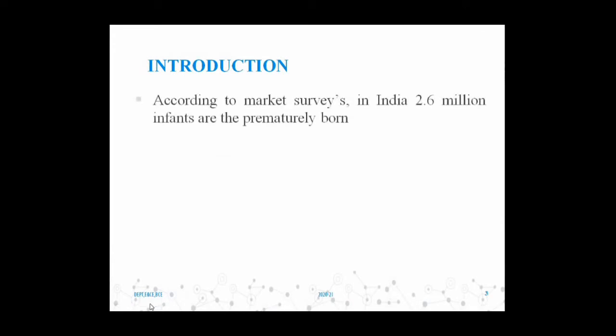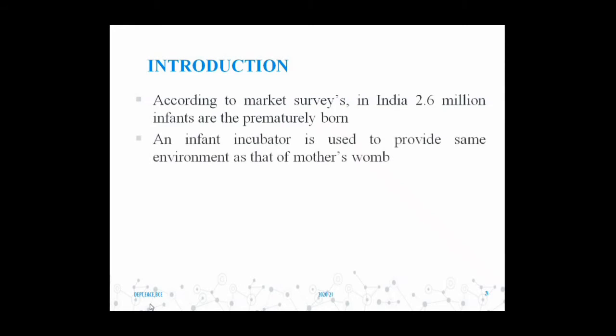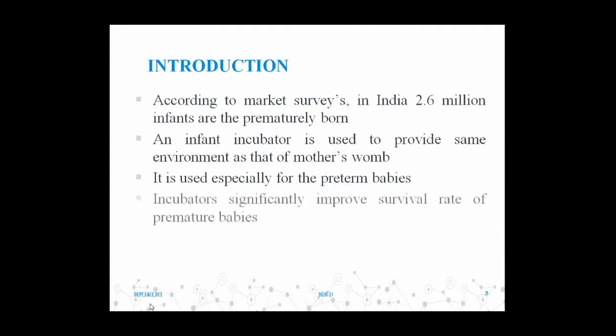Introduction. According to market surveys, in India, 2.6 million infants are prematurely born. An infant incubator is used to provide the same environment as that of the mother's womb. So, an infant incubator is an apparatus used for maintaining an environment of controlled temperature and humidity suitable for a newborn baby. It is used especially for preterm babies. Incubators significantly improve the survival rate of premature babies.